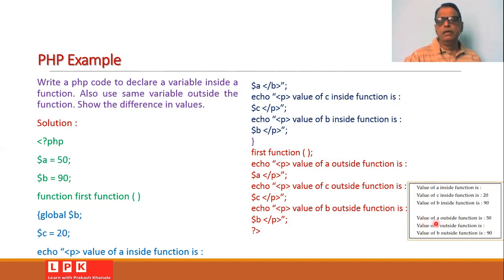And value of b outside the function will be 90 because a and b are the variables which are declared outside the function, and they can be treated as global variables, but you need to declare them in the corresponding function as global variables. So this will be the output for this code. One needs to understand how the variables are treated when they are declared or when their values are assigned inside the function and outside the function in PHP programming.